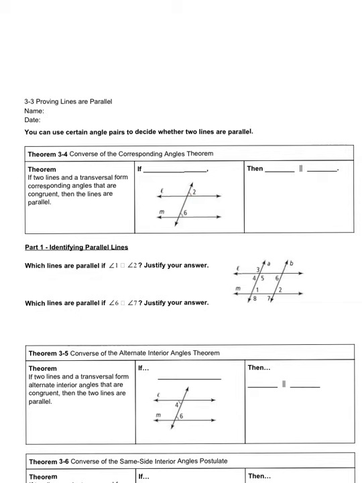parallel. So if you look at theorem 3.4, it says the converse of the corresponding angles theorem. The theorem states if two lines and a transversal form corresponding angles that are congruent, then the lines are parallel. So here, if we say that angle 2 is congruent to angle 6, then line L is parallel to line M.